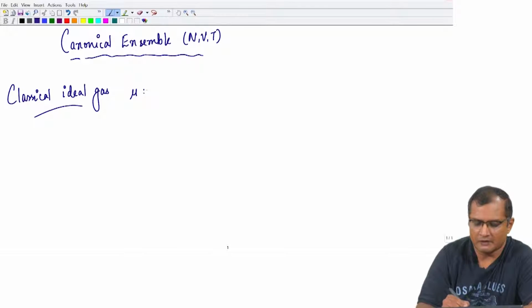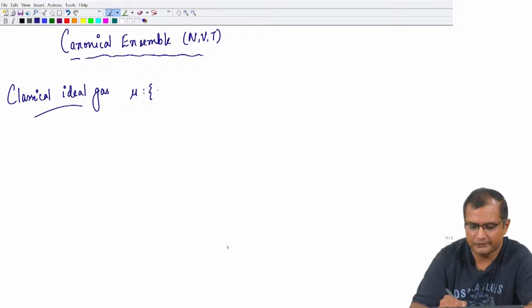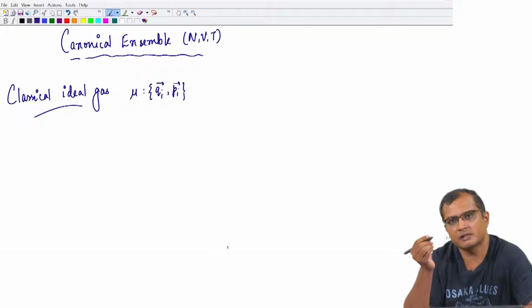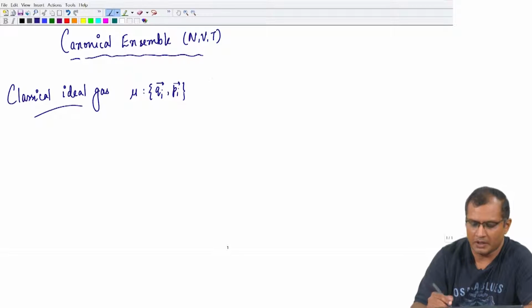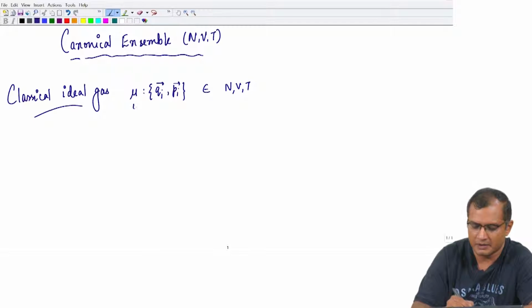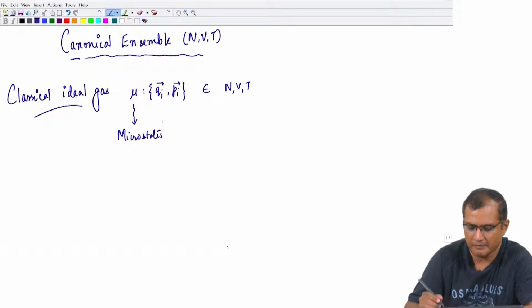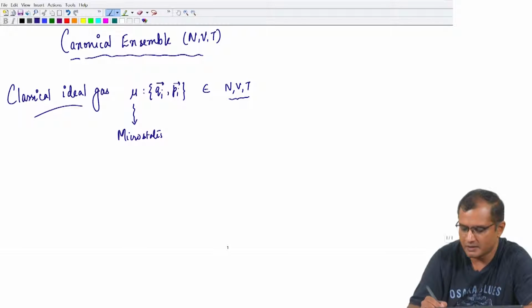So, a microstate typically of a classical ideal gas is composed of a set of coordinates and momenta. This constitutes a single microstate mu, and the microstate belongs to our macrostate NVT. So, this is your microstate, and there are a large number of microstates, and this is our macrostate, the specified value of NVT.